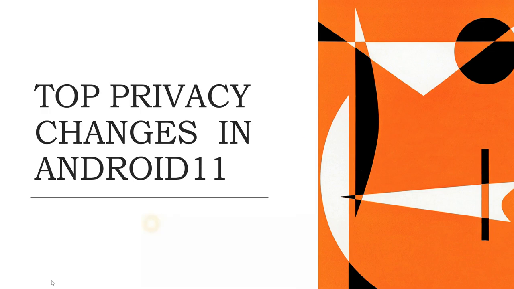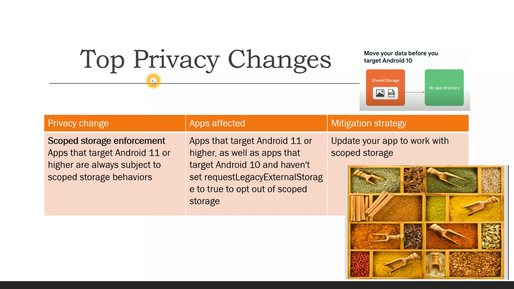So let's get started. Talking about the top privacy changes, the first place is taken by scoped storage enforcement. I have already briefed on scoped storage in the video where I spoke about behavioral changes in Android 10. I will put the link on the top right corner so you can go through that video for any additional information.